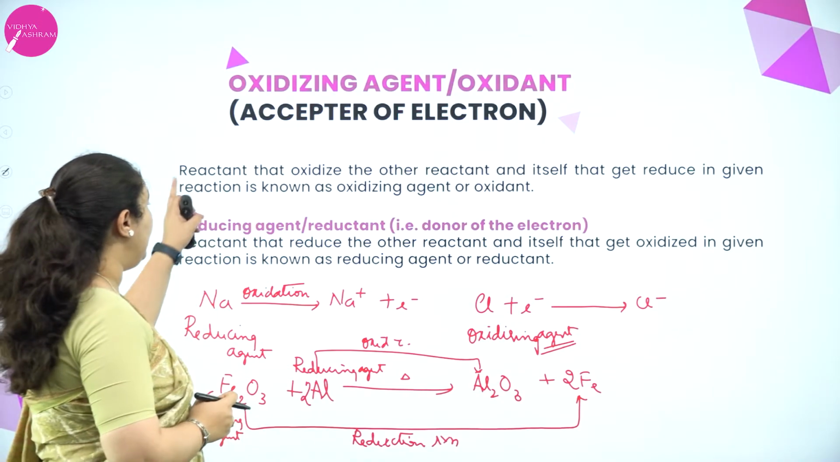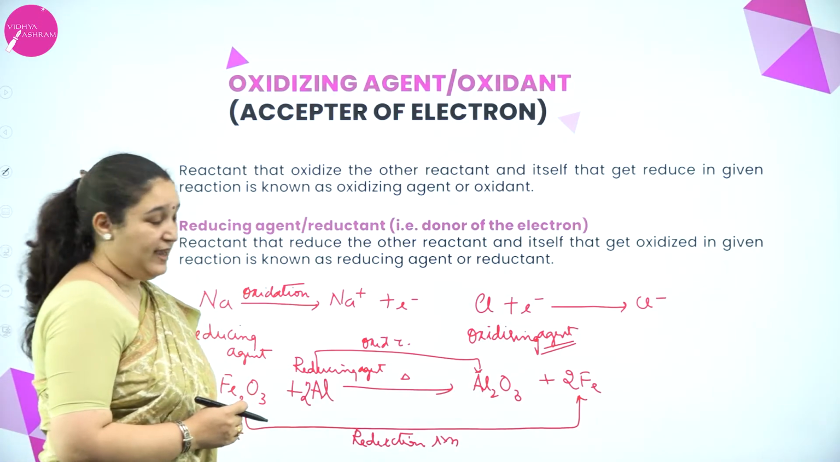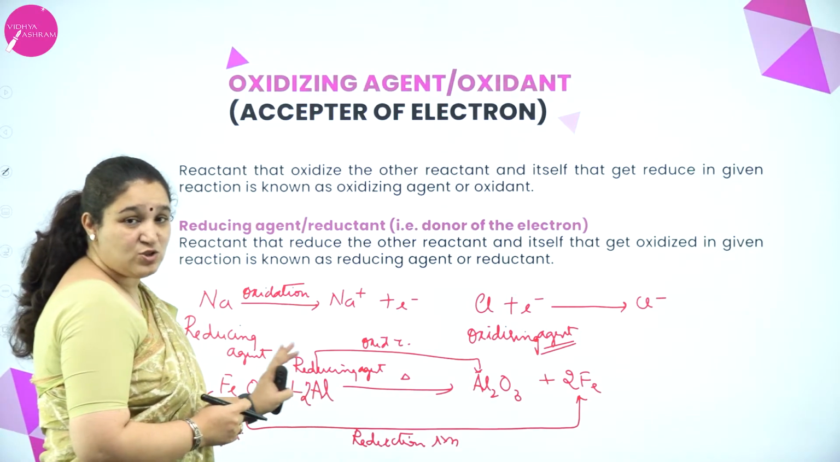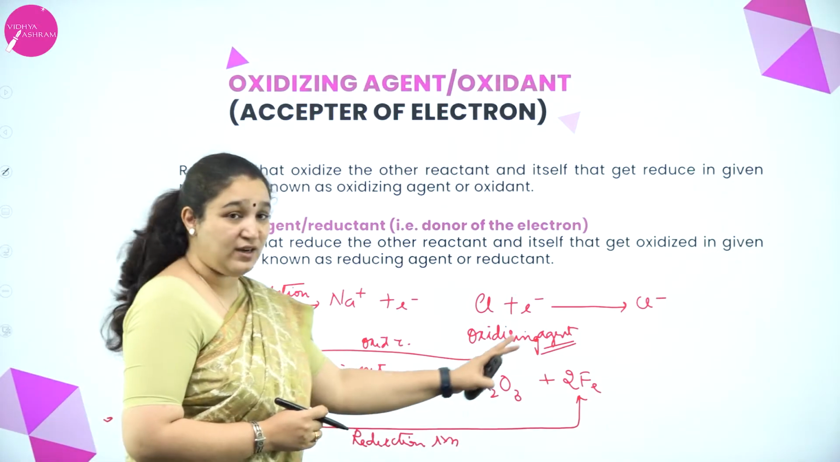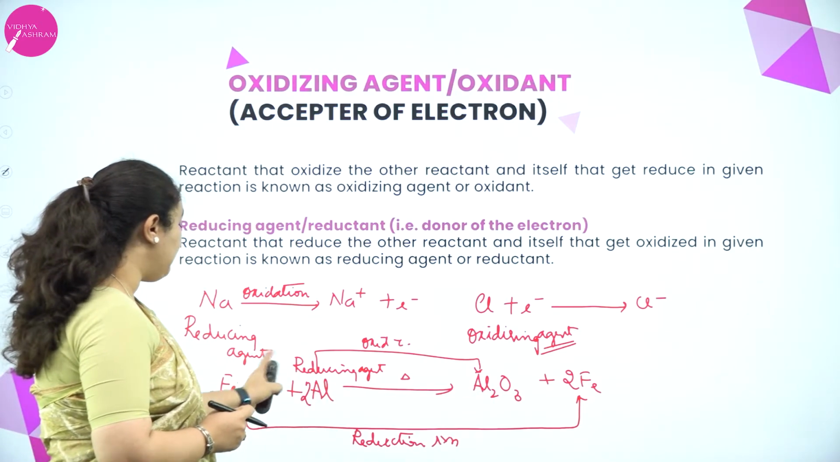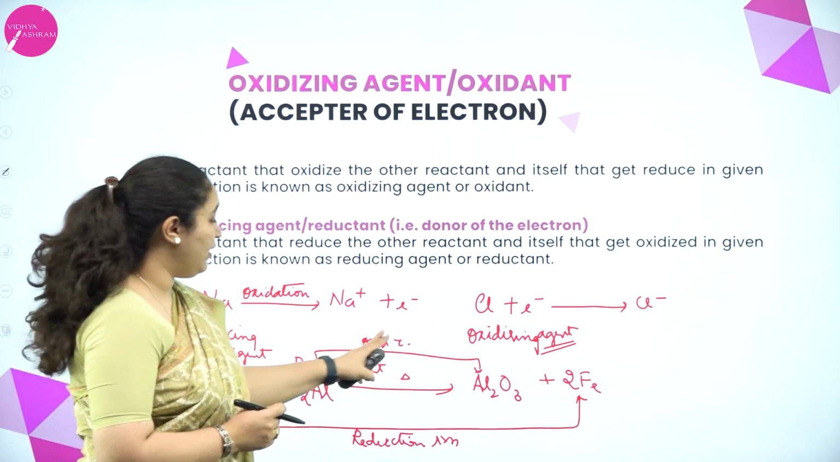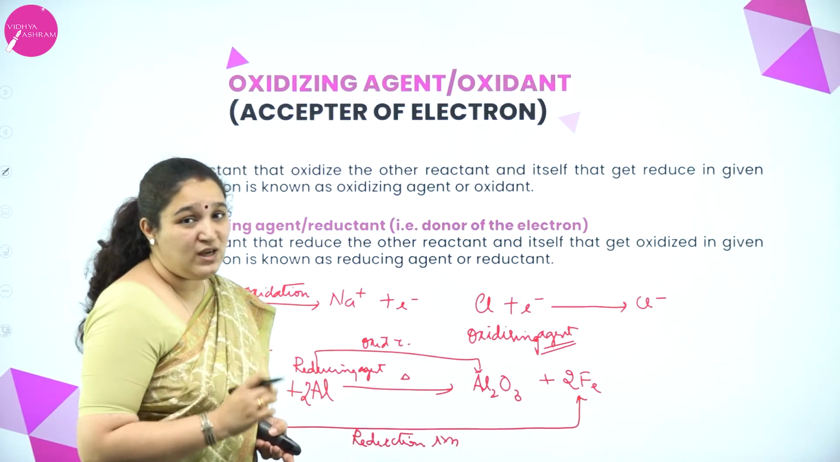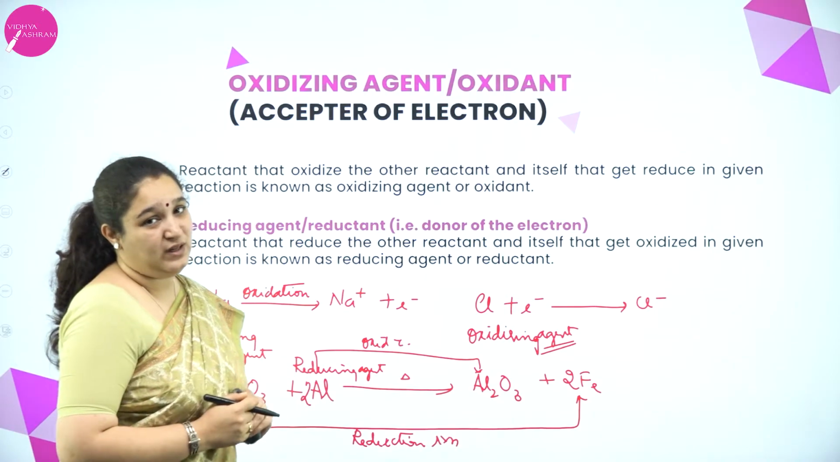Again you see, the reactant that oxidizes the other reactant. This reactant is giving away the oxygen to aluminium, so itself is undergoing reduction. So it is an oxidizing agent. This is accepting oxygen, so it is undergoing an oxidation reaction. So itself is what? A reducing agent. It is opposite of what we need to write.